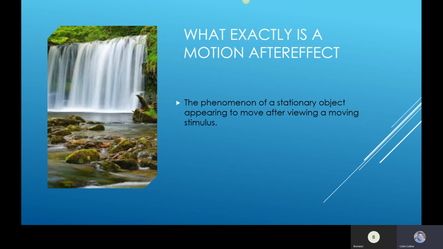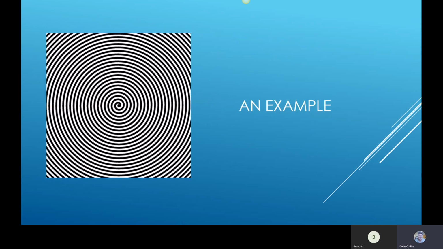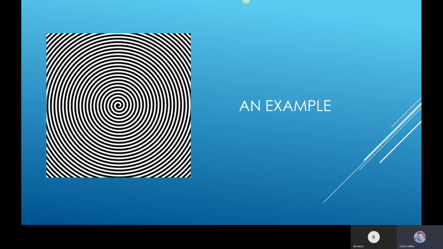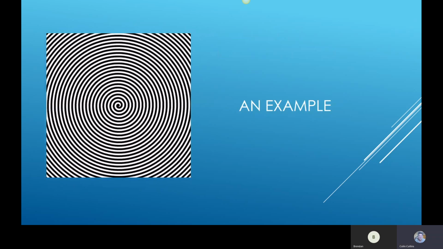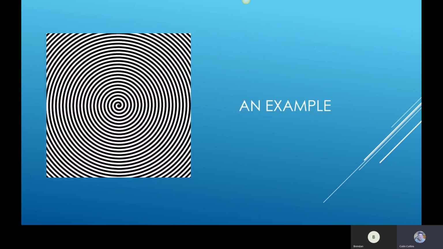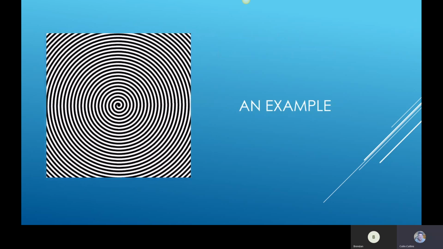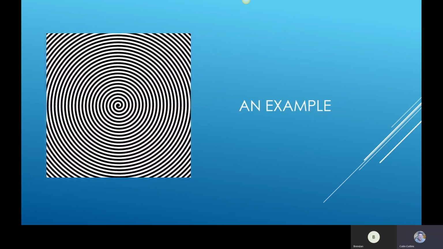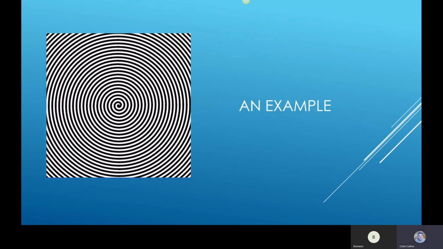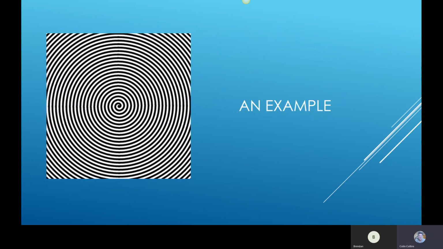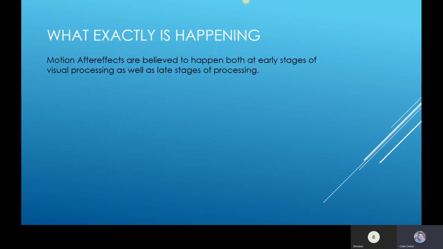Now, another common example of this would be a spinning spiral. So this spiral here spins outward and it looks like it expands. So if you were to stare at this image for about a minute, maybe a little bit more, you stare at a stationary or static image, it would appear that the spiral spins inward and shrinks, opposite of the original moving spiral. Now, you might be wondering what exactly is happening.